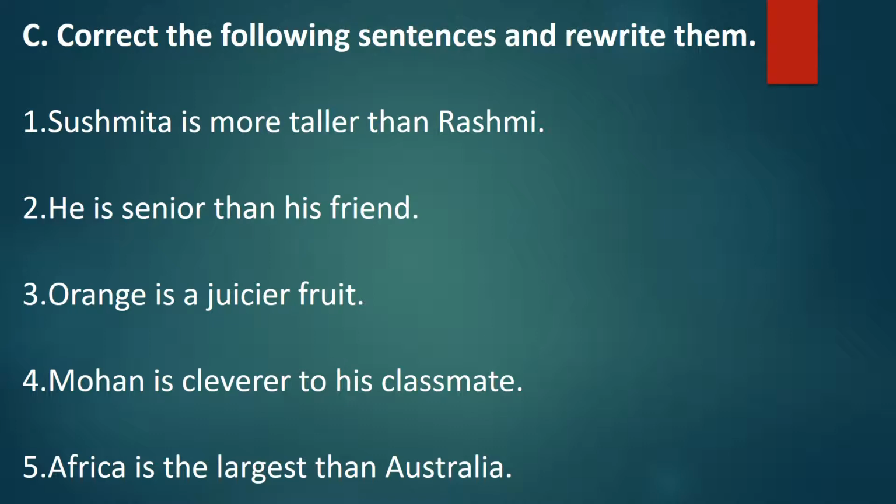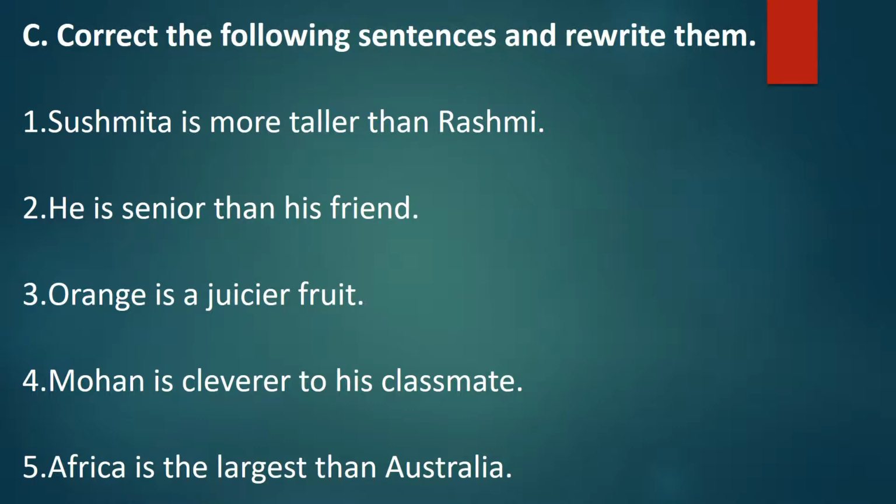Now in the second sentence, he is senior than his friend. I already told you that some adjectives such as prior, senior, junior, superior and inferior take 'to' in the place of 'than'. So what will be the correct sentence? He is senior to his friend.